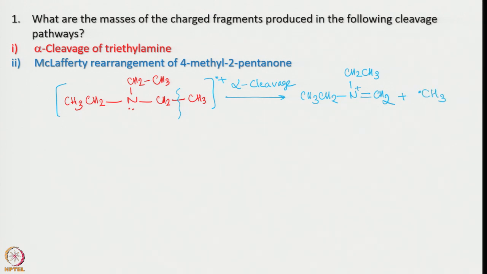what we get is this one here. So if you just look into this one, 1, 2, 3, 4, 5 carbons are there, C5H12N, and if you look into the m/z value, this will be 86. So that means 60 plus 12 plus 14, 86. So this is the one they have asked for. What is the mass of the charged fragment? In case of alpha cleavage of triethylamine, the mass of the charged fragment produced is 86. Now let's look into the second one here.